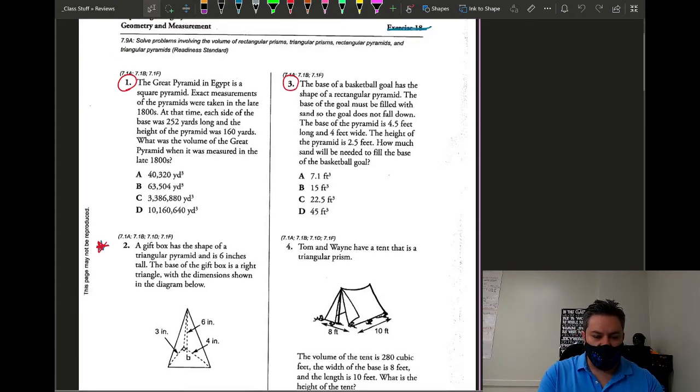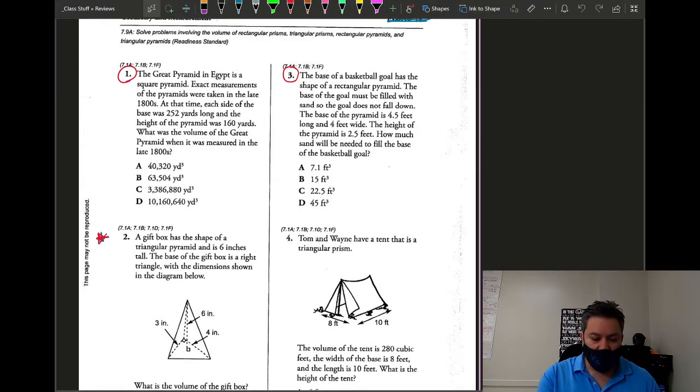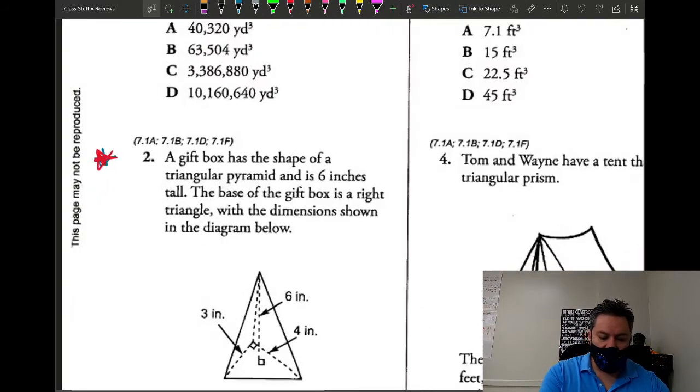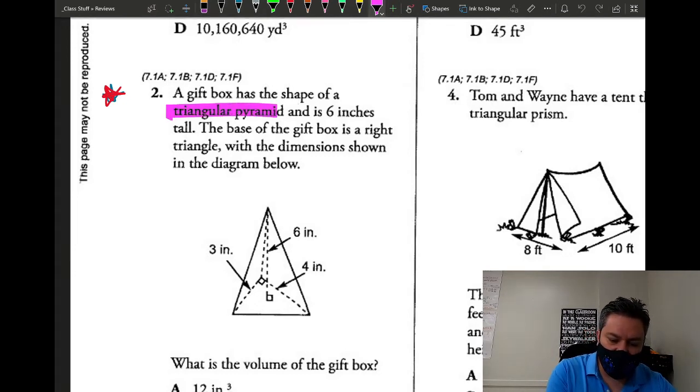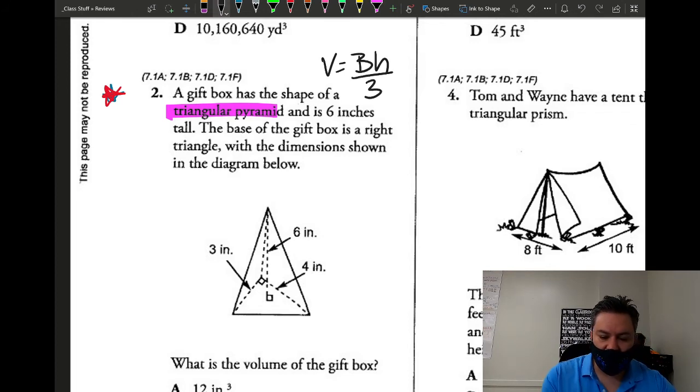So number 2, for example, this is on page 1, number 2. We have a gift box that is the shape of a triangular pyramid. That's how you know what type of shape this is. Triangular pyramid. Okay? So when you know that, immediately write down the formula. V equals big B times height divided by 3. That's the formula for a triangular pyramid, or any pyramid. That's the formula for the volume.